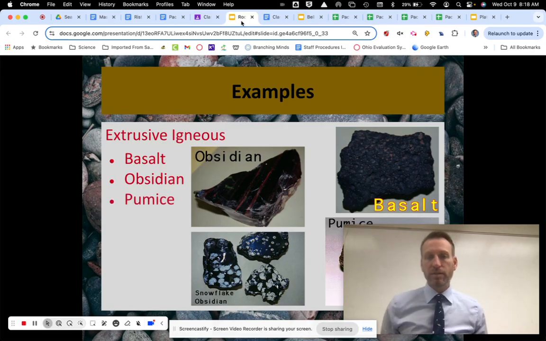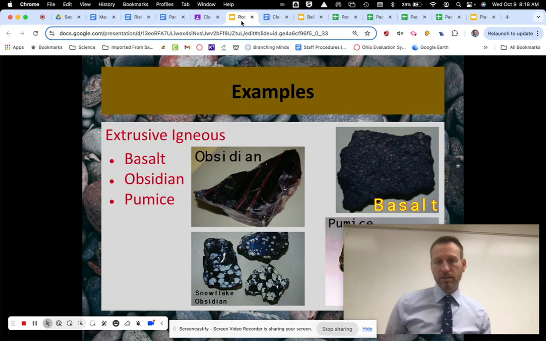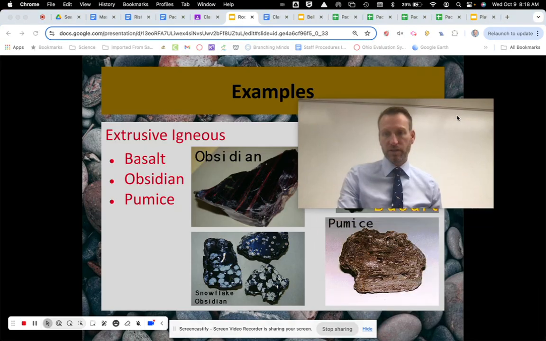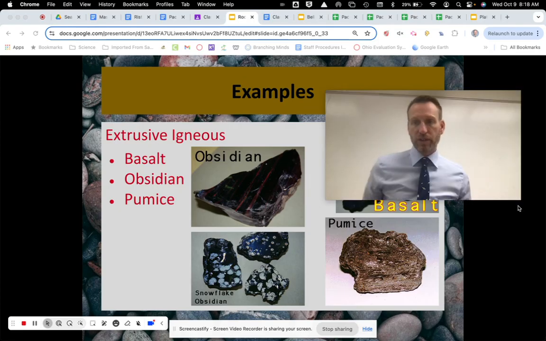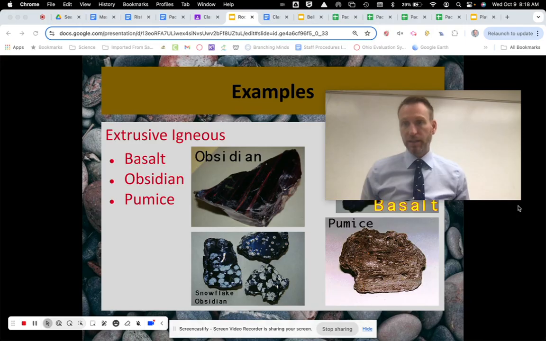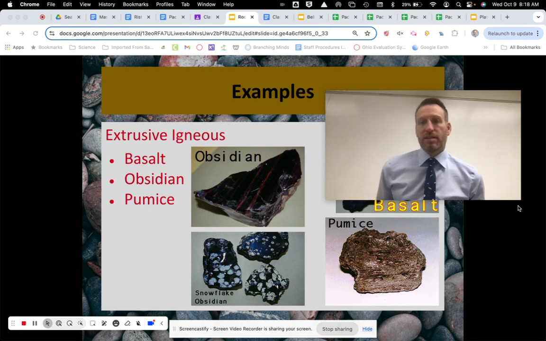And then the last one is called pumice. Let me move myself there. There's pumice. Pumice has lots of holes in it. In fact, because it has so many holes in it, pumice is known to be very, very light. In fact, pumice is a rock that is less dense than water, so it actually floats in water. Not many rocks can say that.